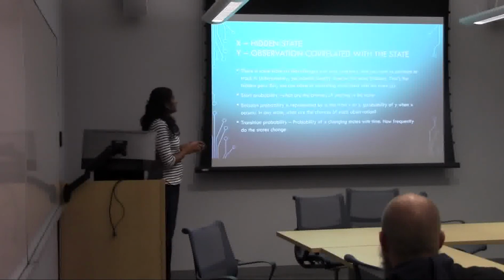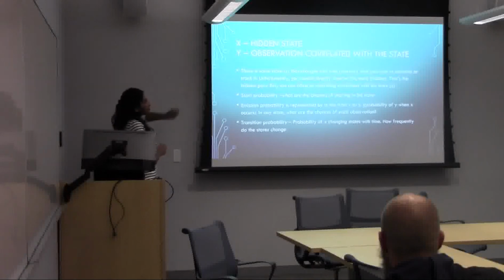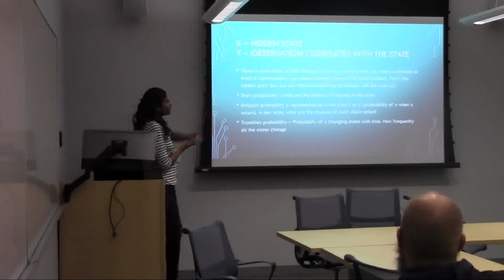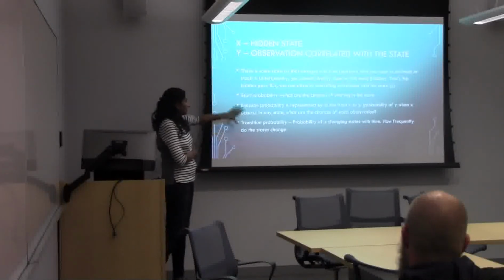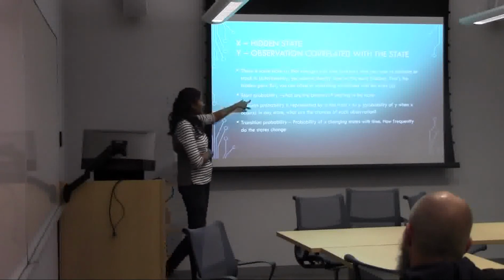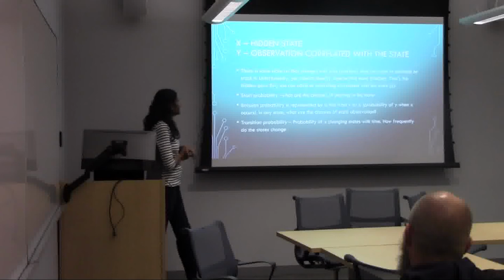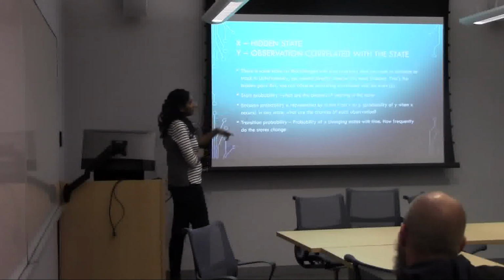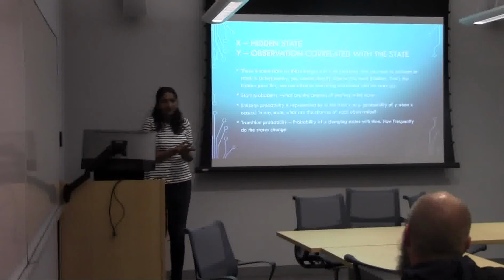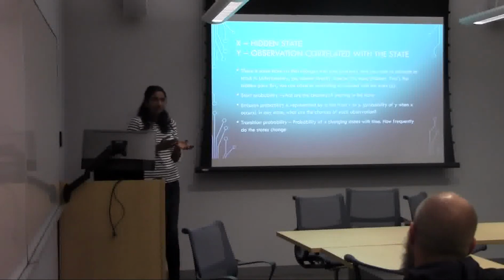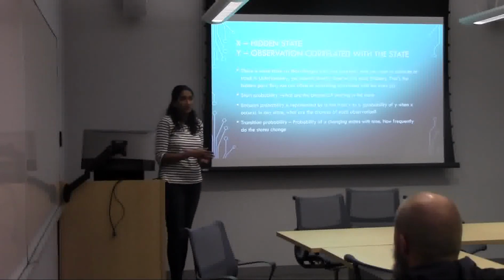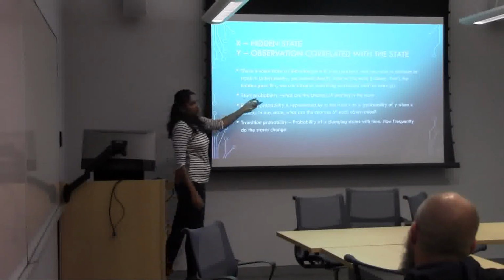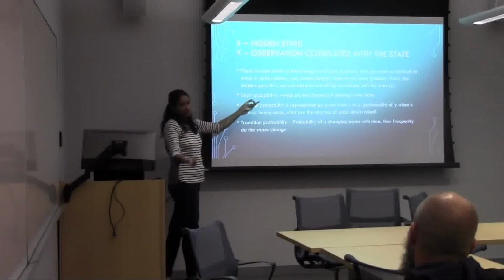So here, for example, if X is the hidden state and Y is the observation that is correlated with the state, you could predict X. We could predict this based on calculating 3 probabilities: a start probability, an emission probability, and a transition probability. Start probability is the chance of starting in a state. For example, in speech recognition, a sentence could start with I, but it could not start with the word of. That would be the start probability: the probability of something starting in a particular state.